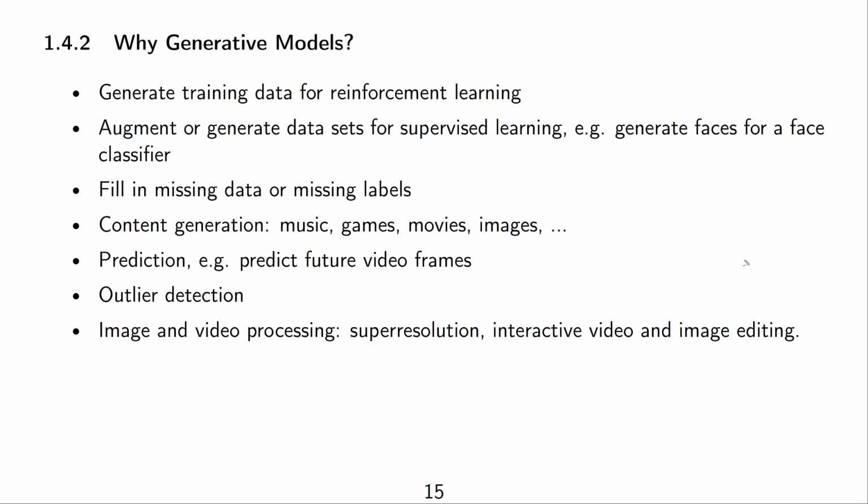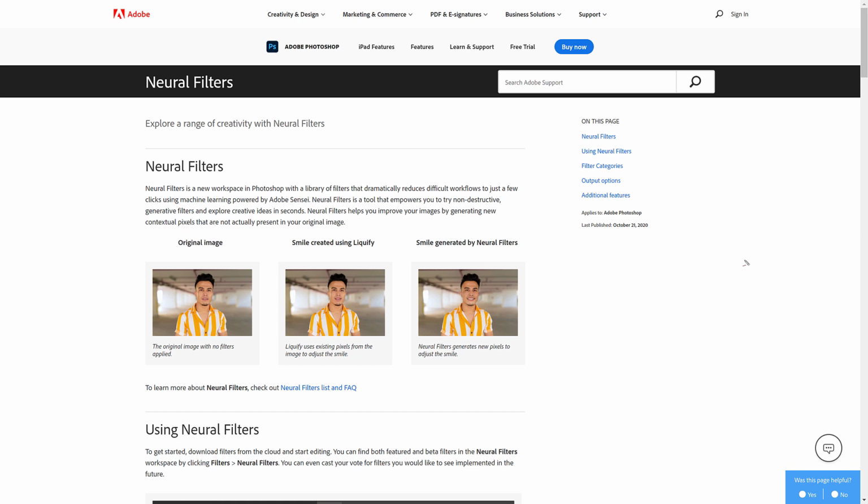A lot of image and video processing could benefit from GANs. Super resolution is something that GANs are pretty good at, but also other forms of interactive video and image editing. For example, just a few days ago, I think Adobe started to offer neural filters to perform image editing on faces.